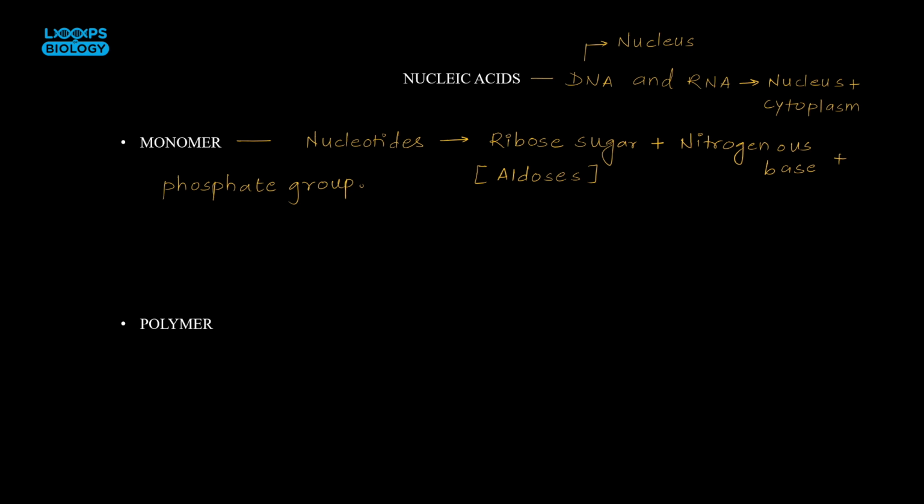Aldoses are nothing but sugars containing aldehyde as the main functional group, and this ribose sugar is of 5 carbon. While if we are considering nitrogenous bases, these are basically comprised of 5 different nitrogenous bases that contain a heterocyclic nitrogen containing ring.